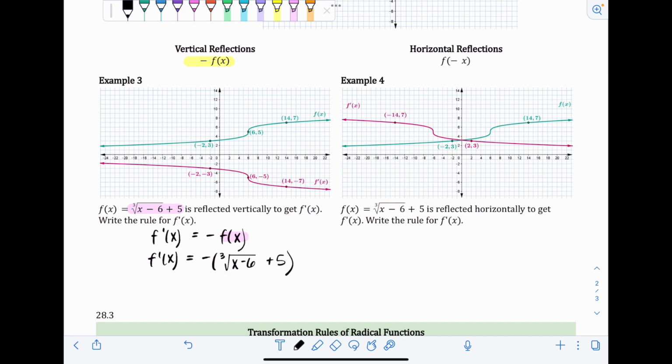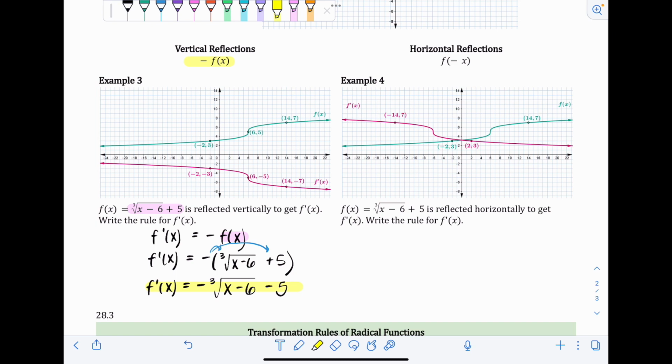And then I have to distribute that negative in, making sure that it goes to the plus 5. It goes to every term from the function. So f prime of x is equal to negative, it goes to the radical. So negative cubed root of x minus 6. And then it gets distributed to the 5 as well. So negative times plus 5 or positive 5 would turn it into a negative 5. So f prime of x is equal to negative cubed root of x minus 6 minus 5. It's important to realize that if you're multiplying something in, whether it's a number or negative, it doesn't go inside the radical. It just becomes a coefficient, a number in front of the radical.